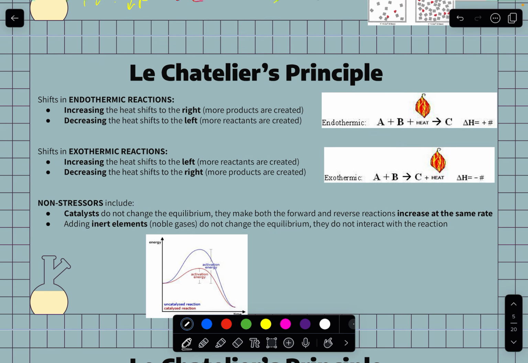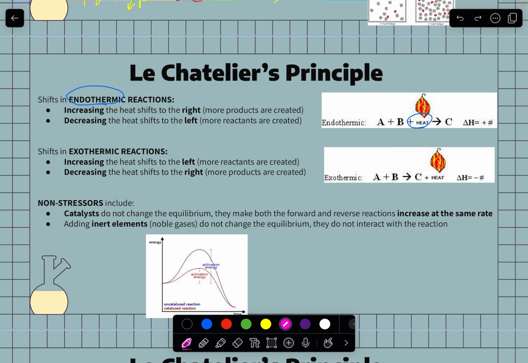All right, with energy or heat, this is where thermodynamics connects in. If we have an endothermic reaction, remember, the heat is a reactant. This is going to act the same way as we did with concentration. If we increase the heat, so if we increase the reactant, it's going to shift to the right, to the products, to get rid of it. If we decrease the heat, decrease the reactants, we're going to shift to the left. So it works the same way as concentration.